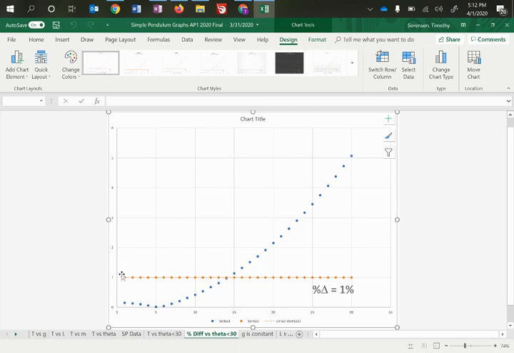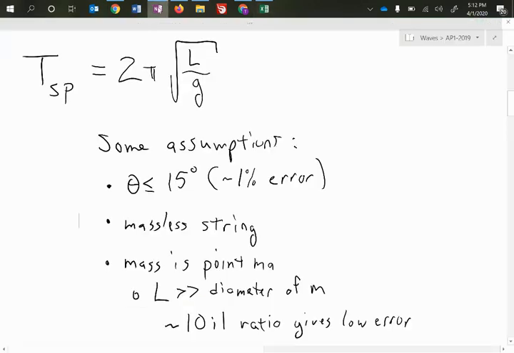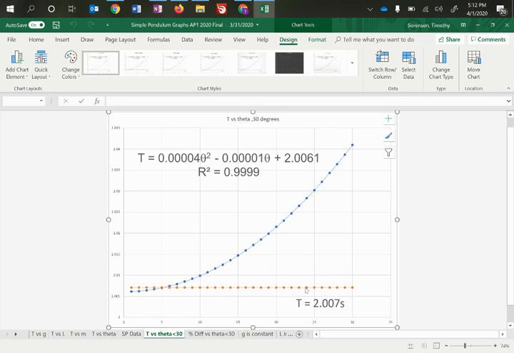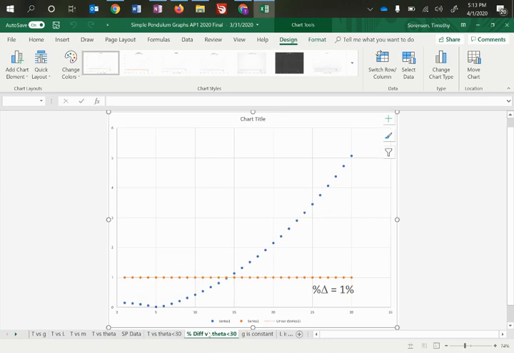And you'll notice that this line right here is a percent difference of 1%. Notice that if we stay below 15 degrees, we're darn close to less than a 1% error between what the period was and what our equation would calculate. And what I mean by our equation is what this equation would calculate, which gave us this orange line here. So our equation gave us that, and we're really darn close here. So as long as we keep those angles less than 15 degrees, we're right around 1%. That's about 1.1% error.